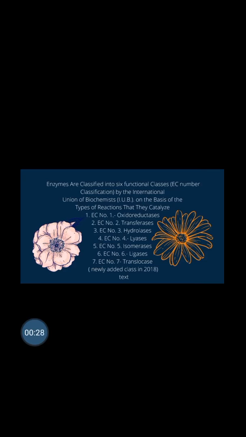First is EC number 1, that is oxidoreductase. Second, EC number 2, transferase. Third is EC number 3, hydrolase. Fourth, EC number 4, lyase. Fifth, EC number 5, isomerase. Sixth is EC number 6, ligase. Seventh, the newly added, EC number 7, translocase.